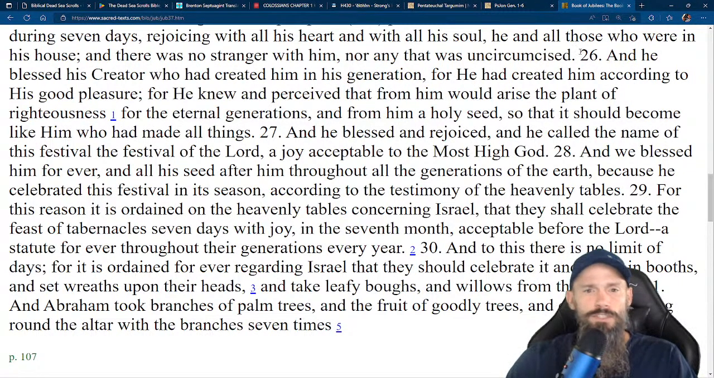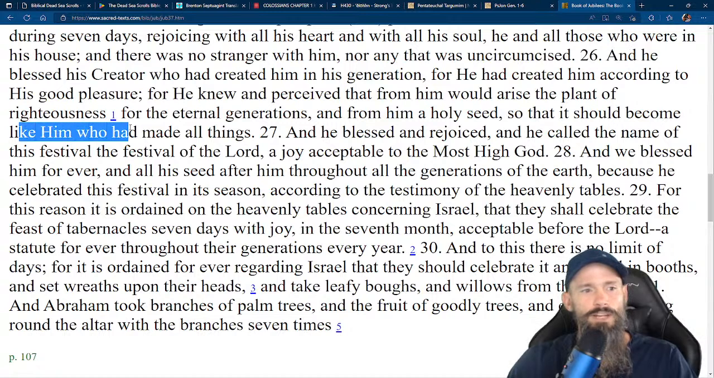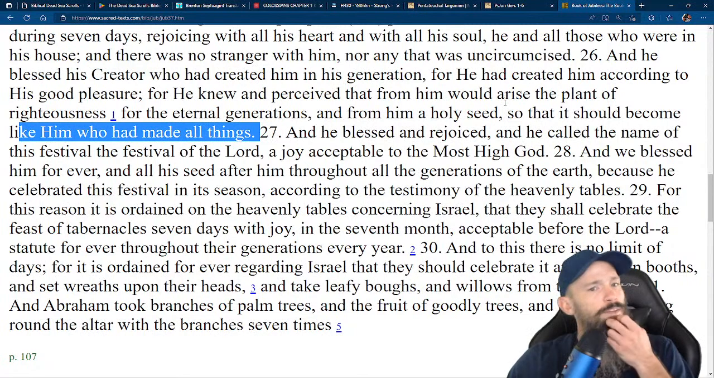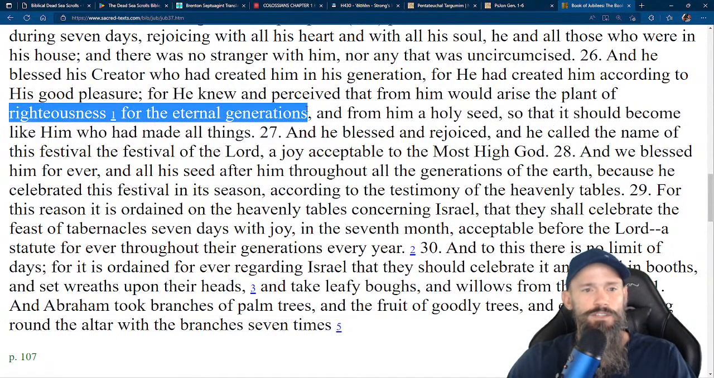Let's see, Jubilees 16:26. And he blessed his Creator, who had created him in his generation, for he had created him according to his good pleasure. And this is Abraham here. For he knew and perceived that from him would arise the plan of righteousness for eternal generations, and from him a holy seed, so that it should become like him who made all things. Who made all things? Messiah. Who came in the flesh, a holy seed, plan of righteousness for eternal generations, Messiah.